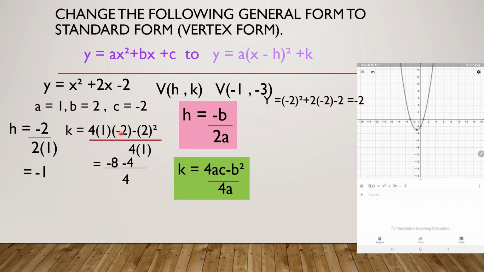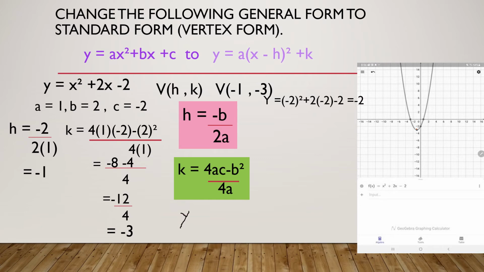Negative 8 minus 4, this is 2 squared 4, divided by 4, that is negative 12 over 4, and that is negative 3. So that's why we have h, negative 1, k, negative 3. Okay? Now, actually, given the h and k, you can now solve for, and we have the value of a also, you can actually write the standard form of the vertex form.